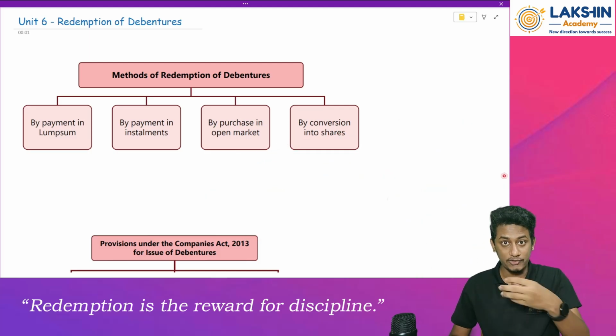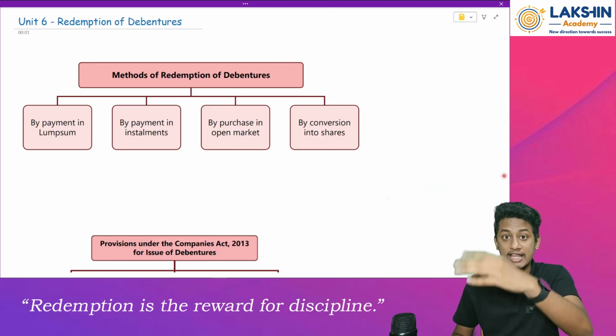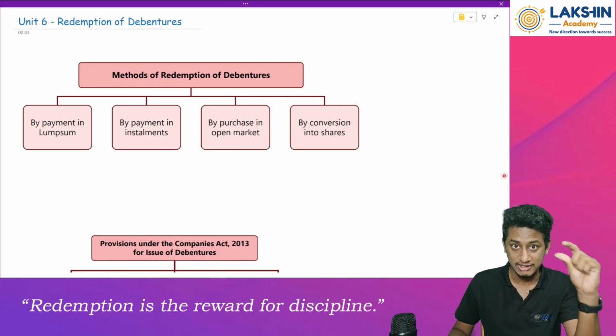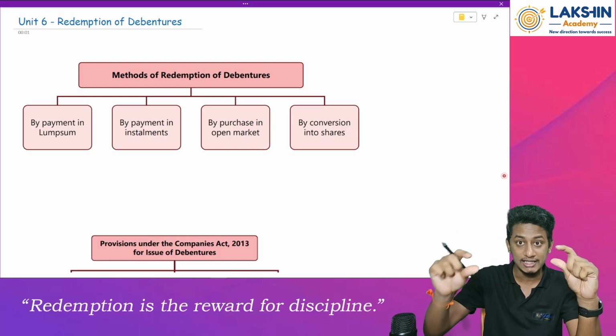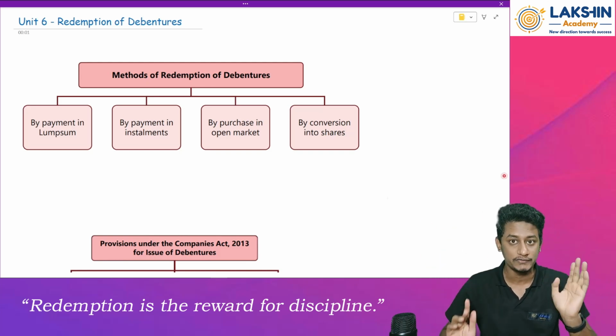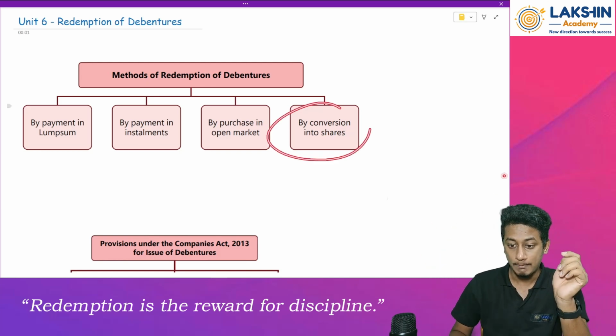Clear? First of all, I will invest in my own debentures and then I will cancel them in my books straight away. Because on the asset side, I will have own debentures as an investment, whereas on the liability side, I will have the same debentures as a liability. So because of that, I can cancel both of them. Clear? Okay. Then going ahead, by conversion into shares.